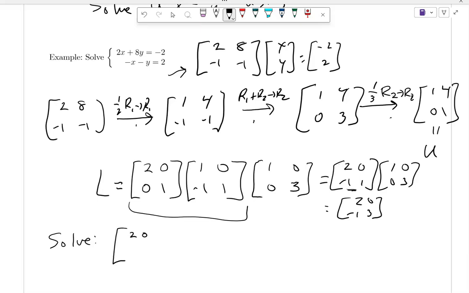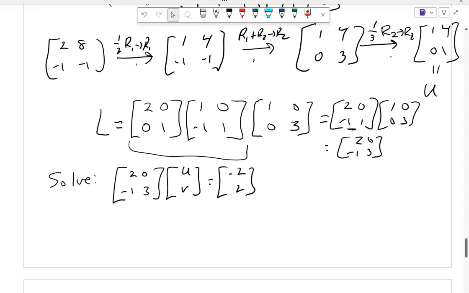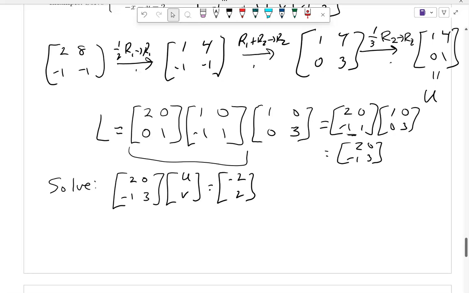So the first thing we do again is we solve the lower triangular times some dummy variables. I called them U and V. You can call them whatever you want. And that equals the constants that we're given. So what equations do we get? 2U equals -2. Good. So this one tells us that U equals -1. And if you put -1 in for U, subtract it, you'll get a +1. Divide by 3, you're going to get V equals a third.